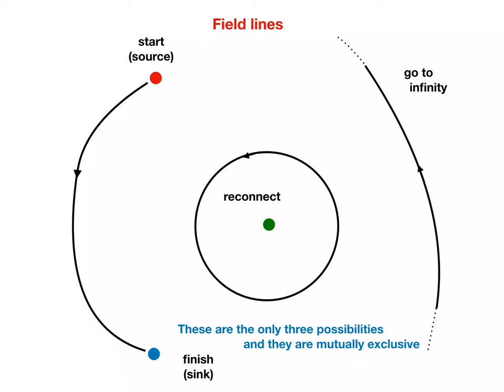Field lines never cross because at the crossing point the field would not be uniquely defined. The cases shown here are the only three possibilities, and they are mutually exclusive. The start point of a field line is often referred to as a source, and the finish point is referred to as a sink. The idea here is that field flux flows from the source to a sink.